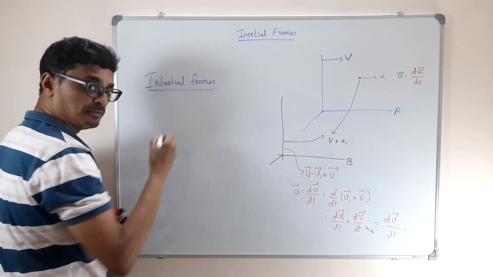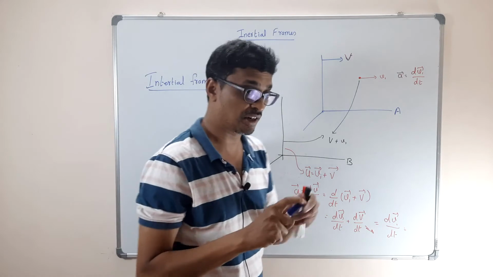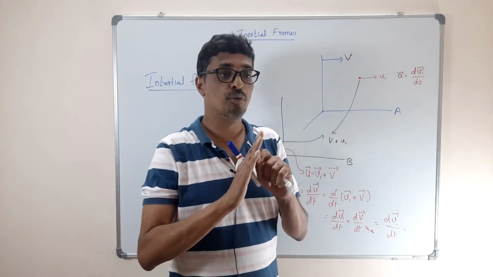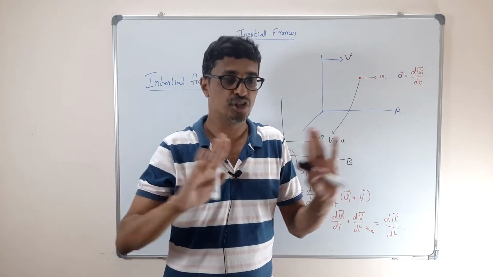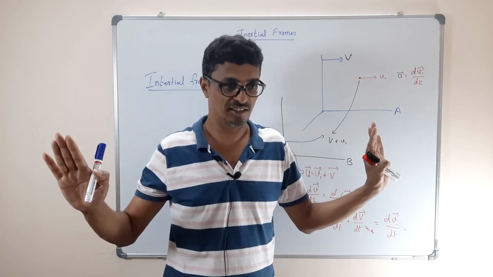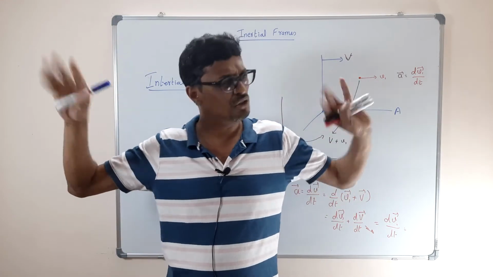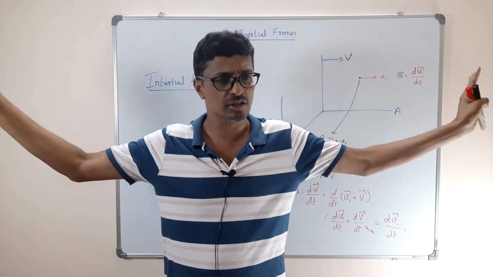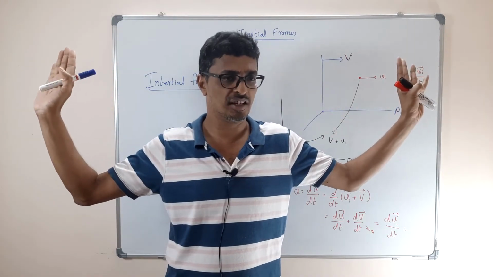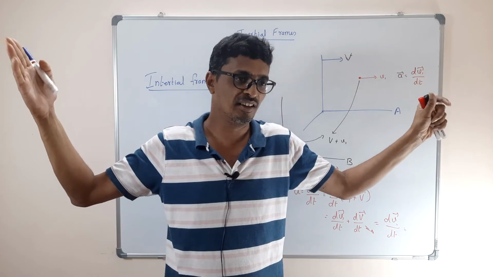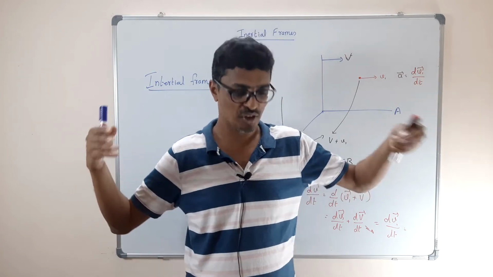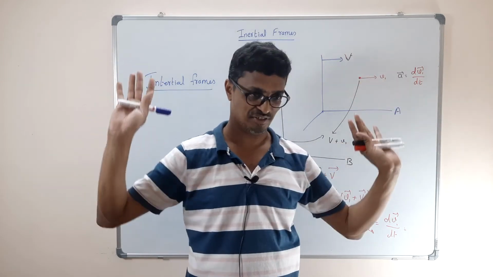Got it clear now? So an inertial frame is one that moves at some constant velocity. Suppose I am here: all frames which are moving at a constant velocity relative to me are inertial frames. How many such frames can there be? Infinite frames. So there can be infinite inertial frames.